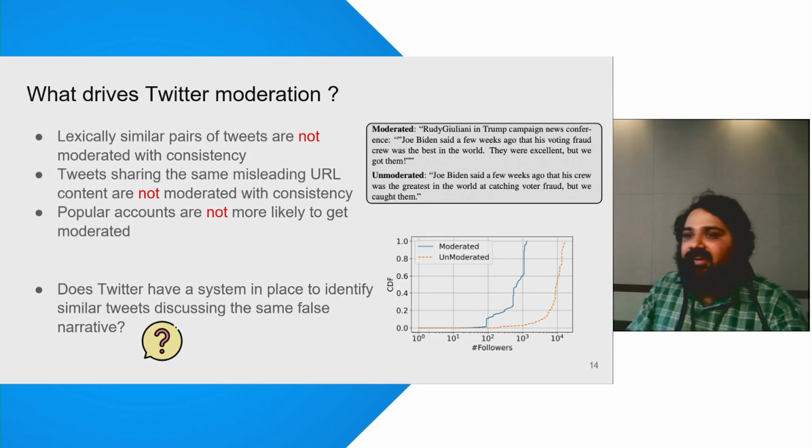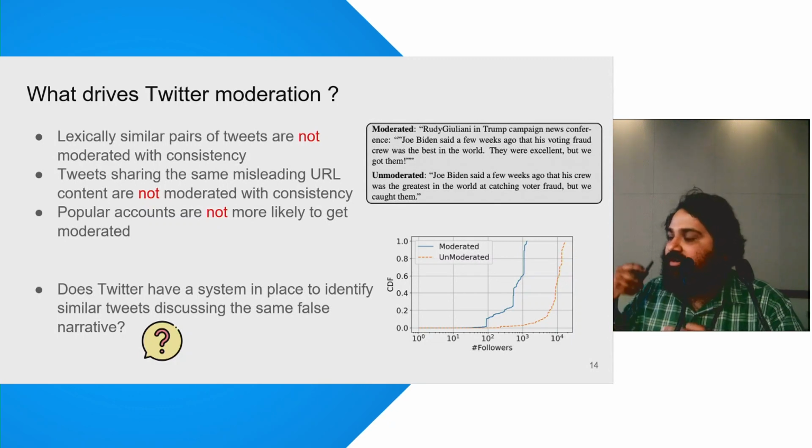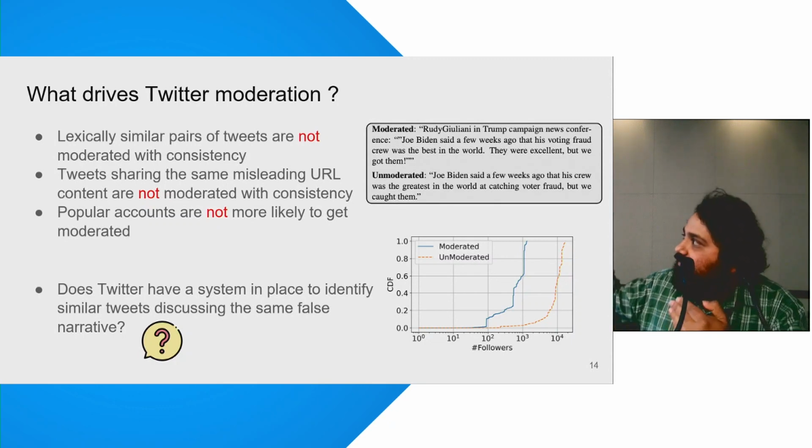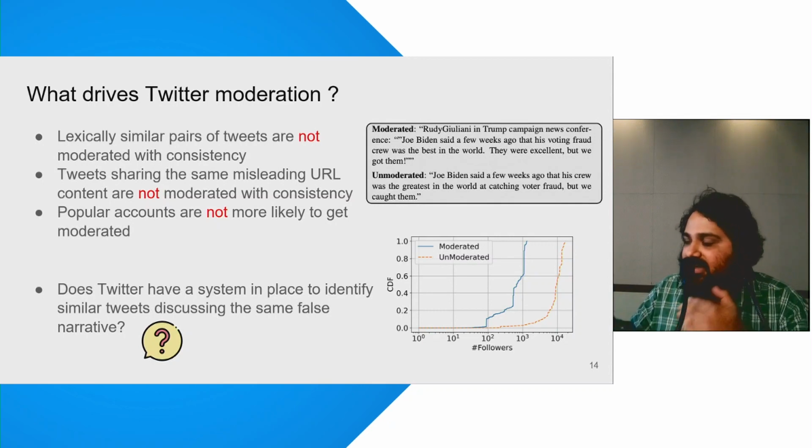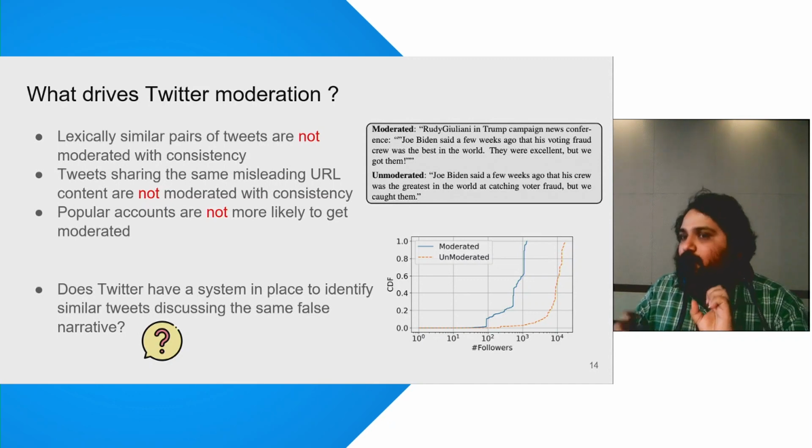We checked for different signals or different heuristics to see if the warning labels and their application are being driven by particular indicators, such as lexical similarity between the tweets, or as you can see in the example, the two tweets that are pretty lexically similar. One of them is moderated, the other is not. And then we also checked the URL and the popularity of the accounts that posted the tweet to see if Twitter is prioritizing certain indicators, but that didn't seem to be the case.